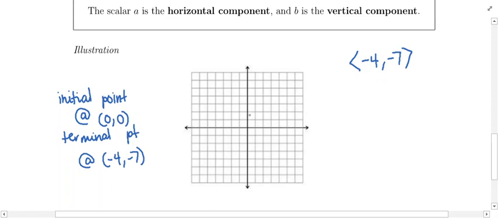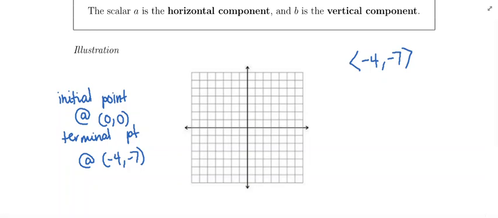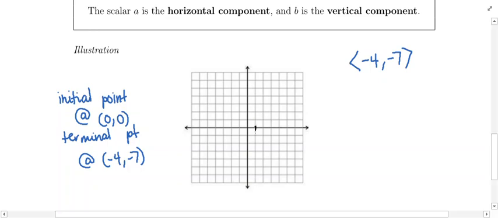Okay, so here I'm going to go back to my standard scaling, every 1 unit or 1 unit every tick mark here. Okay, so I'll just put that on here. This is going to be 1 unit, this will be 1 unit, and so on. Okay, so the initial point will be at the origin. The terminal point will be at -4, -7. So we need to count that out. 1, 2, 3, 4. So here's -4, and then down 7. 1, 2, 3, 4, 5, 6, 7.